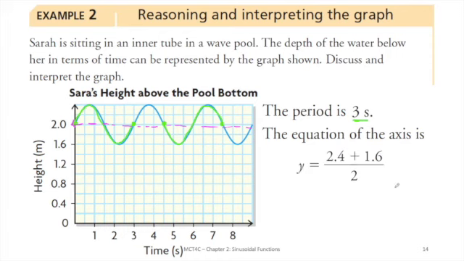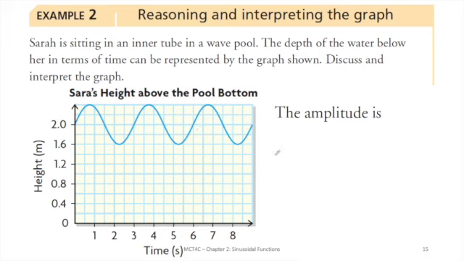Or remember that we can use our equation, max plus min divided by 2. So the maximum of your graph is 2.4 and the minimum of your graph is 1.6. Okay, and then you're going to divide it by 2. So that would be, if you want a middle step there, 4 divided by 2, which equals 2. So you know that you have an equation of your axes at y equals 2. Okay.